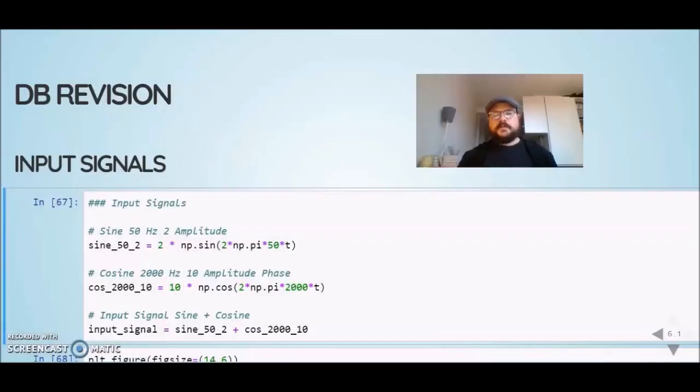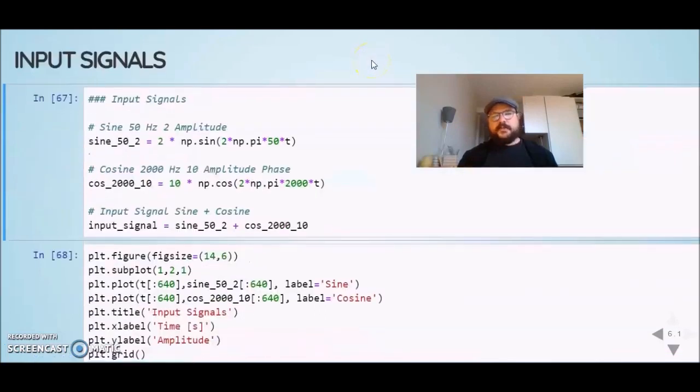We come to the end of this notebook with a revision of the decibels. So we'll go through an experiment, and in this process we will investigate different characteristics of the decibels and many other things. So in this experiment we will have two input signals.